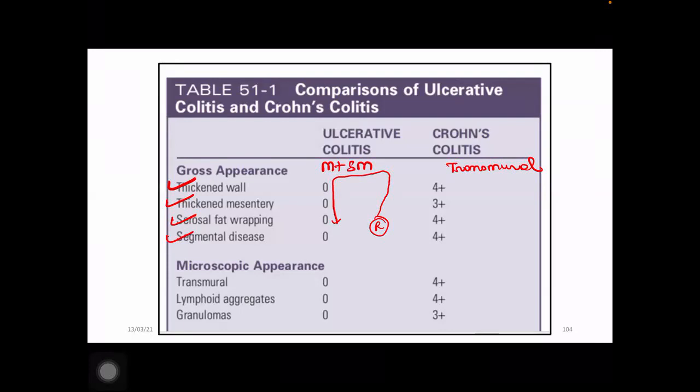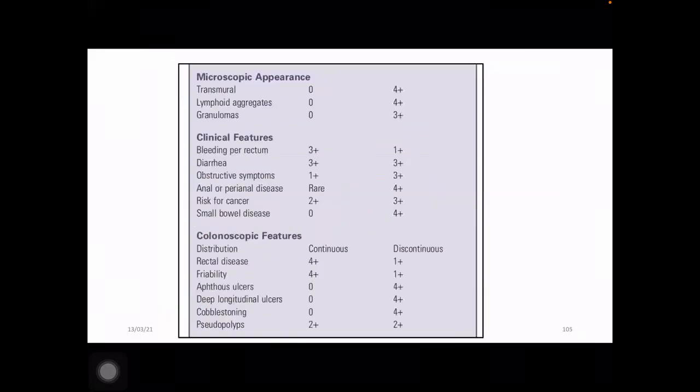Microscopic appearance, as I said before: in Crohn's colitis, it is transmural inflammation. Epithelioid granulomas and lymphoid aggregates are present in Crohn's colitis. So Crohn's colitis looks like TB, tuberculosis, in the histological picture, in the form of epithelioid granulomas. So again, microscopic appearance, I said before. Clinical features.